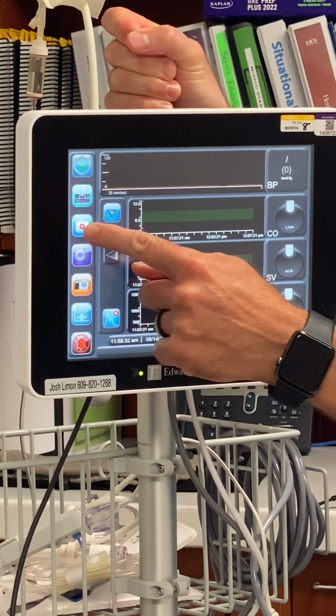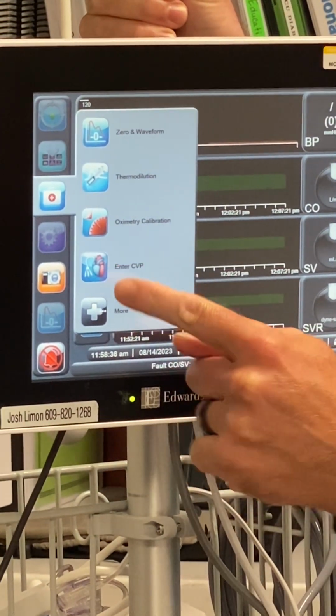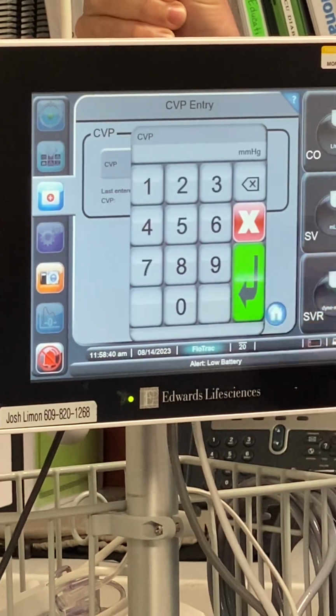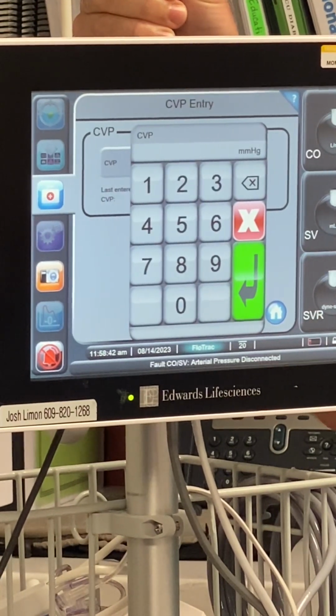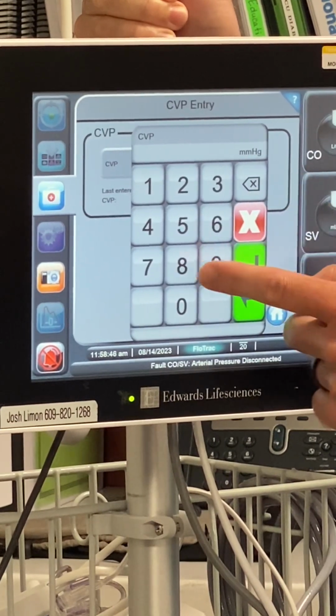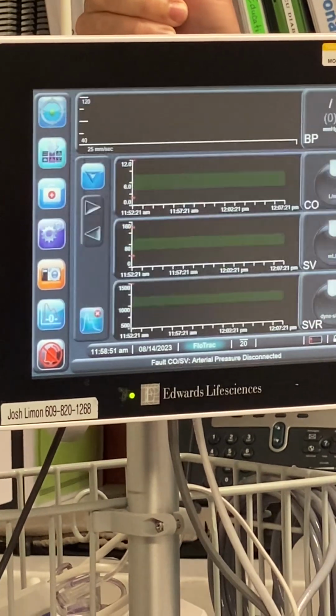But if you go to your medicine bag, a nursing bag, you have enter CVP right here. So I can enter CVP, in millimeters of mercury. If you are measuring a CVP, you can put that in, or you can just put in 5. A lot of places they'll say 8 is great. Put in 8, and then it'll start to calculate your SVR.